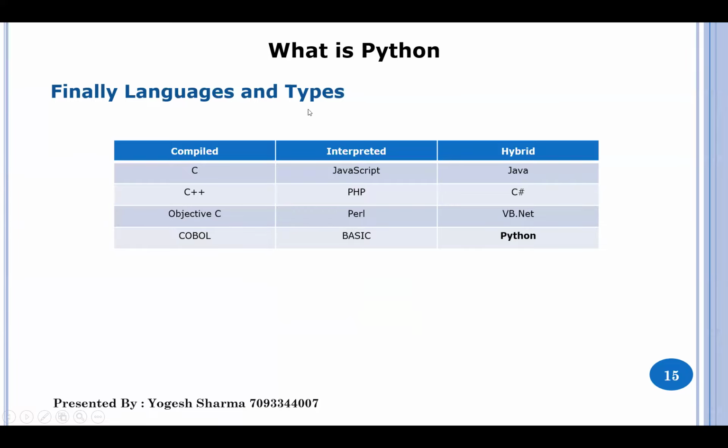Okay. So now after that, finally Python. Here I have shown you high level languages and types: compiler based language, interpreter based language. JavaScript is an interpreter based language, and PHP, Perl, Basic. These all are the interpreter based languages. C, C++, Objective C, COBOL. These are the compiler based languages. Java, C Sharp, VB.NET, and Python. These languages are using the hybrid approach.